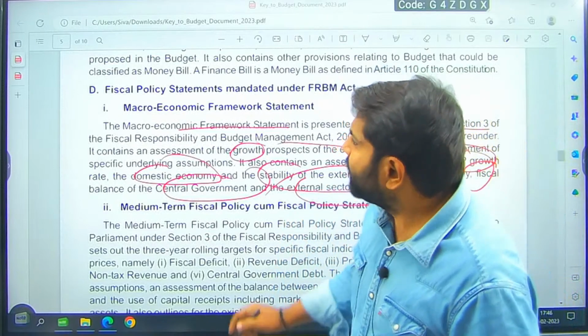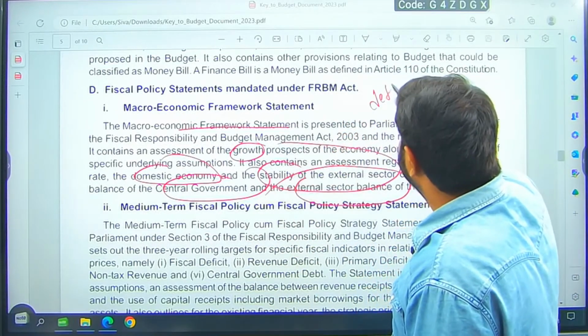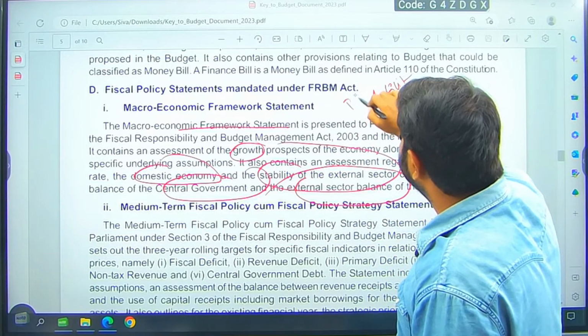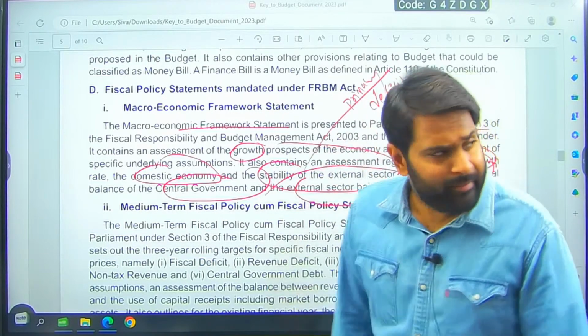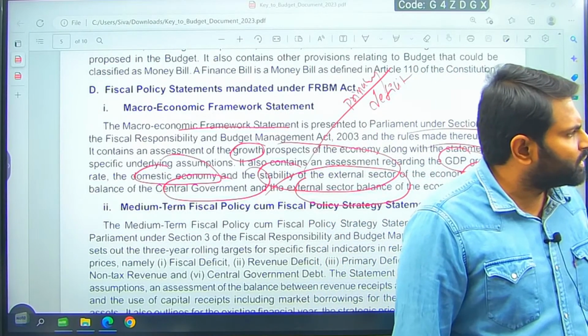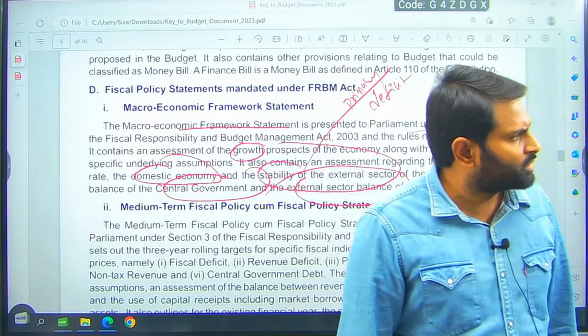Primary deposit nahi, primary deficit. Primary deficit. Debnath.